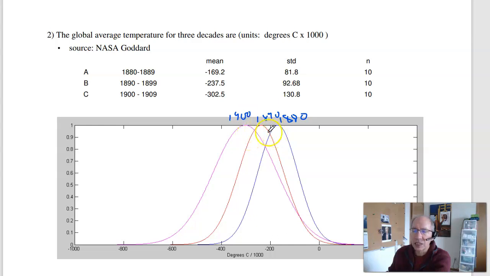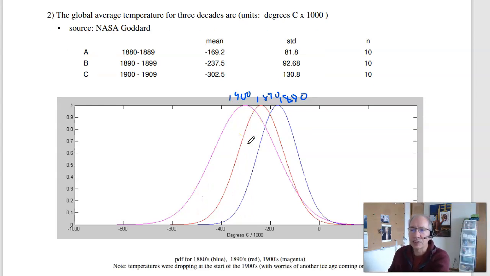It actually was getting colder. Back at the turn of the century, there was fear that we might be entering another ice age. Well, we did put enough CO2 in the atmosphere, we blew that away. But anyway, that's what the weather was. Is there a difference in the means? Well, that's analysis of variance.